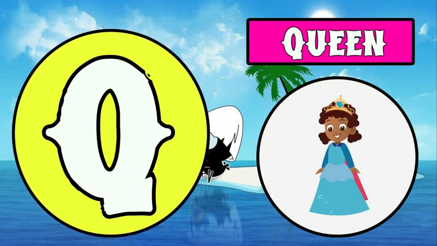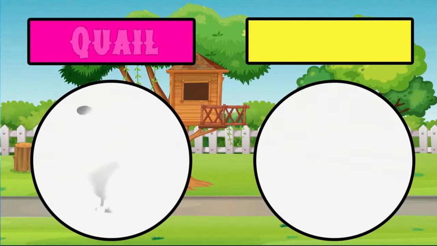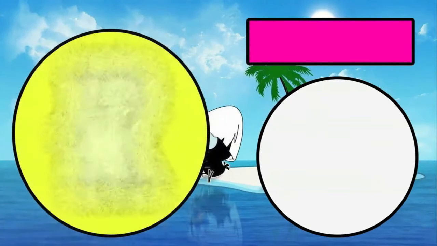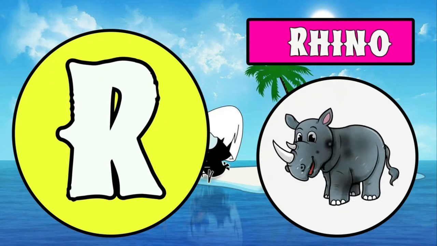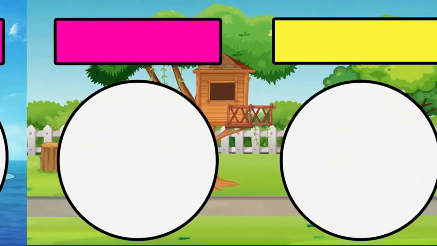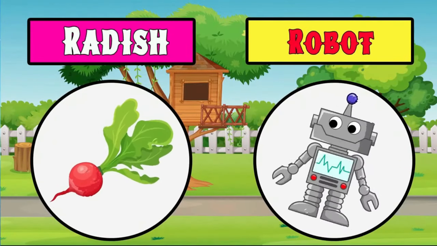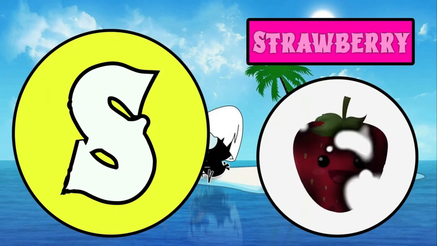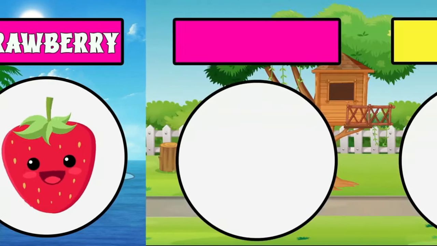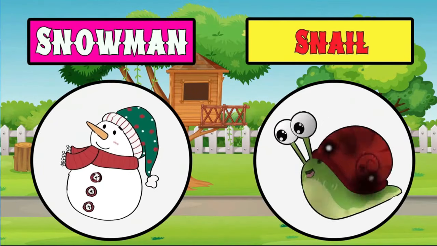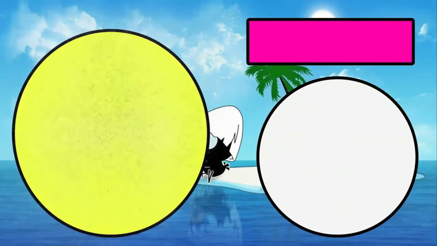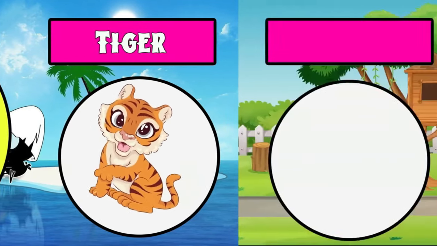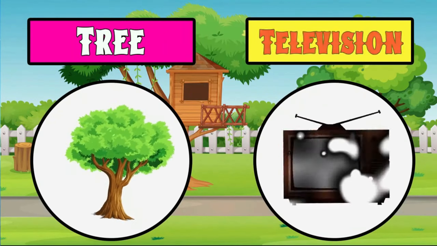Q is for queen. Quail. Quill. R is for rhino. Radish. Robot. S is for strawberry. Snowman. Snail. T is for tiger. Tree. Television.